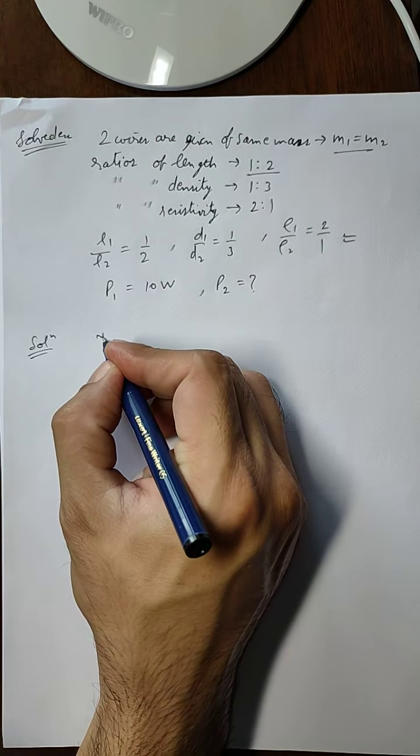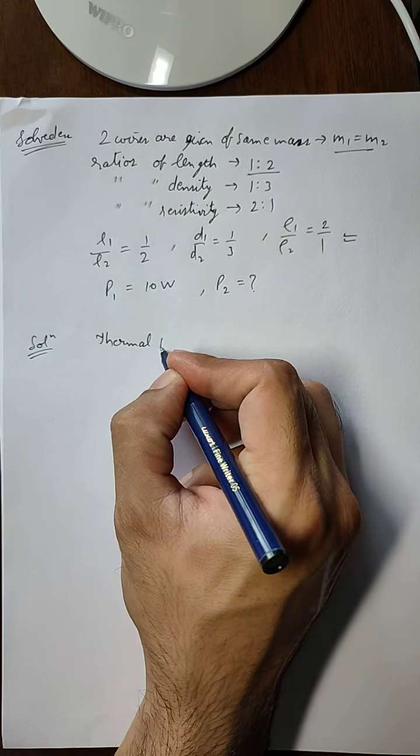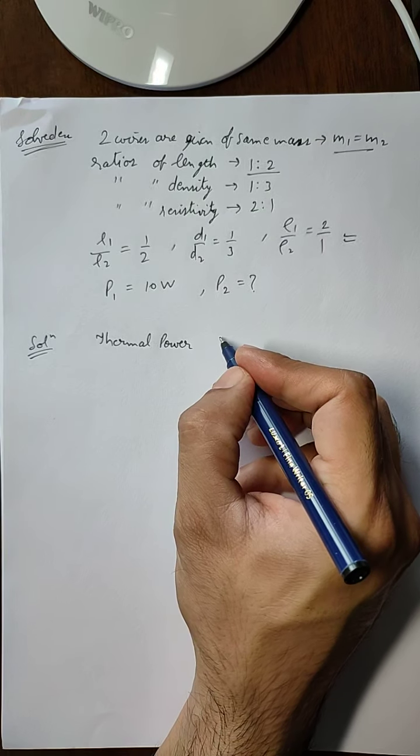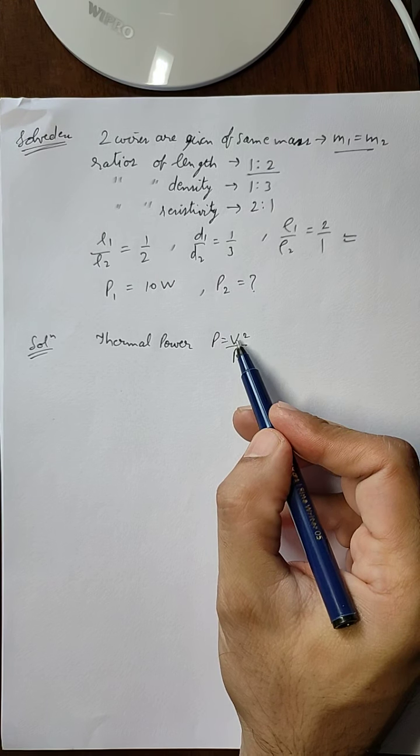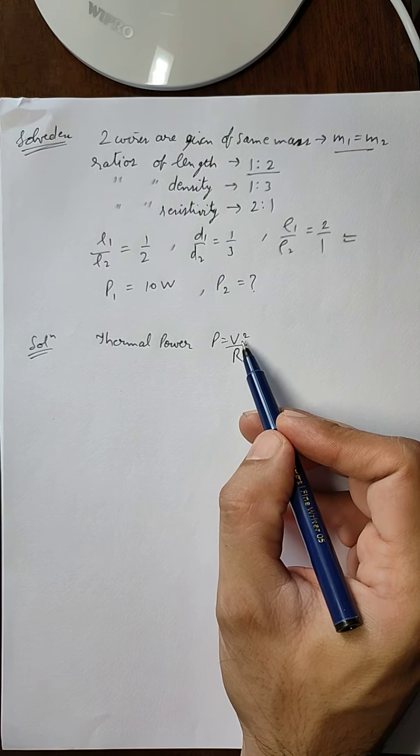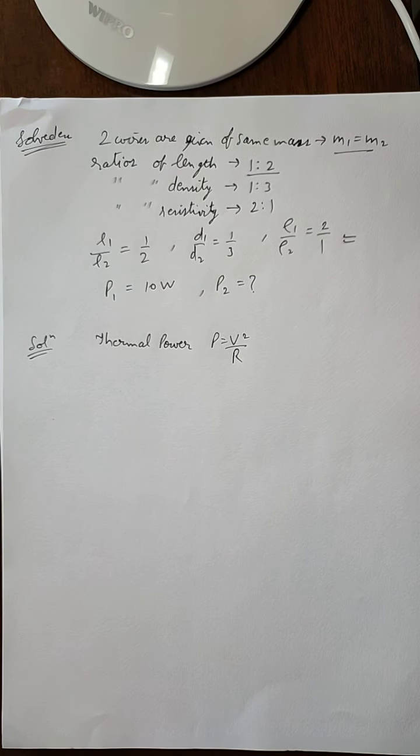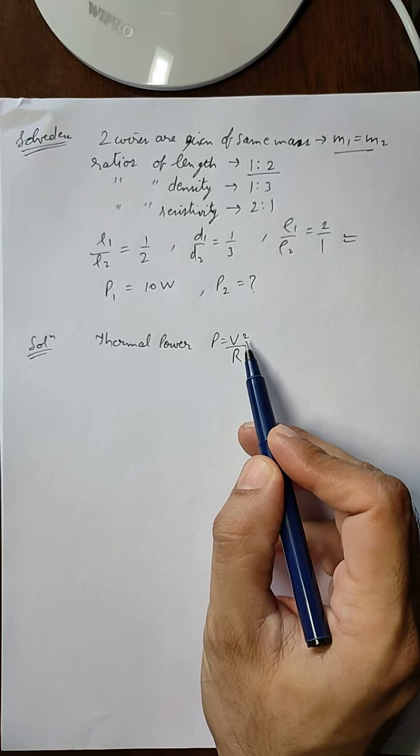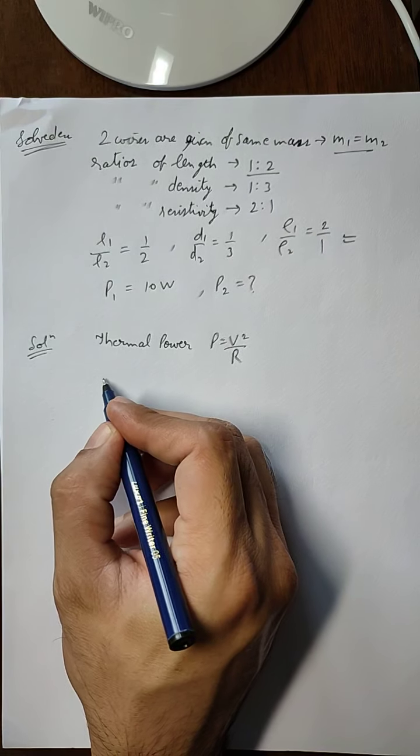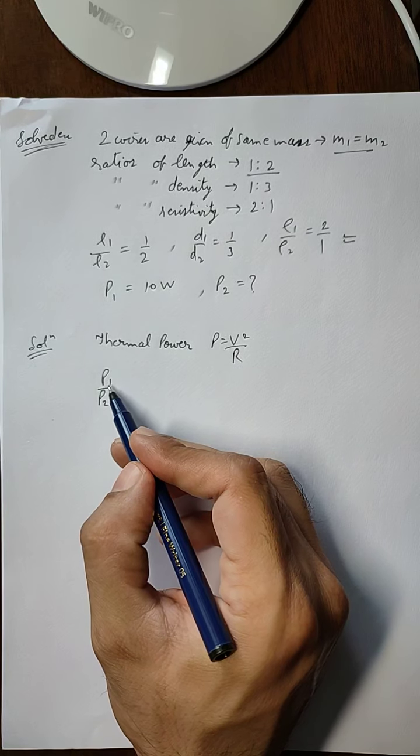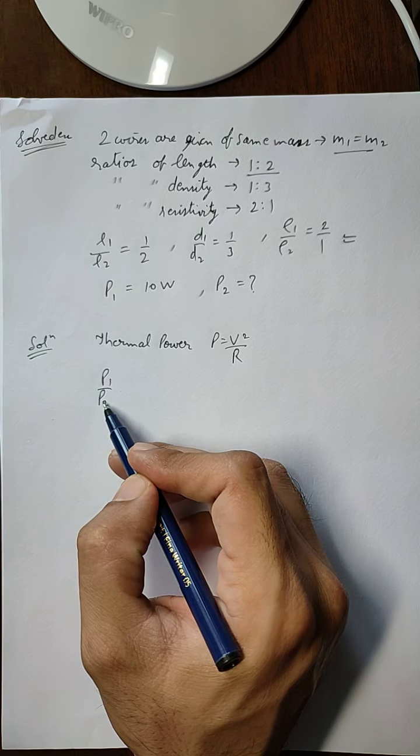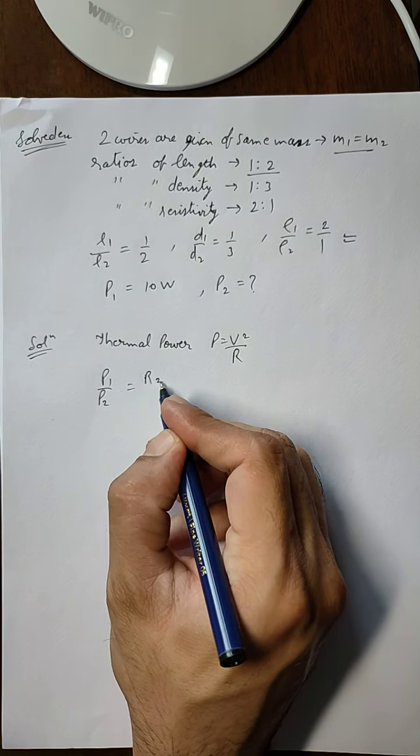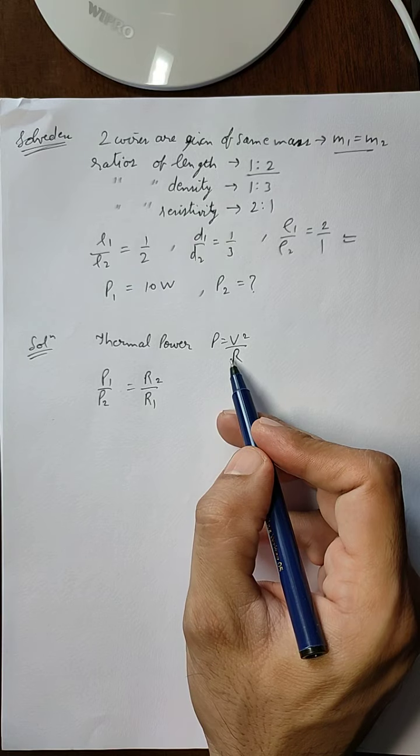So we know that the thermal power or the heat produced by a resistor is given as P equals V square upon R. We are choosing the formula V square upon R, not I square R, because in the question it is given that both the wires are connected to the same voltage. So the voltage is constant for us. So P1 by P2, that is the power consumed by the first resistor divided by the power consumed by the second resistor, will be equal to R2 by R1 by this formula.